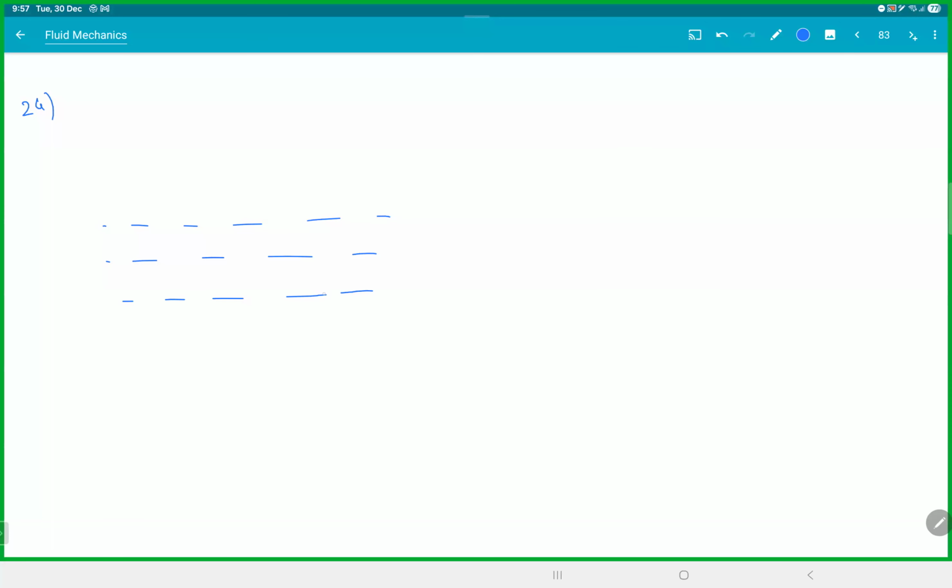We have a liquid here. Density is 3 rho. We have a cylinder, area of cross section A. Height of the cylinder is h and density is rho. This thing is released from a height of 3h. Gravity is present.